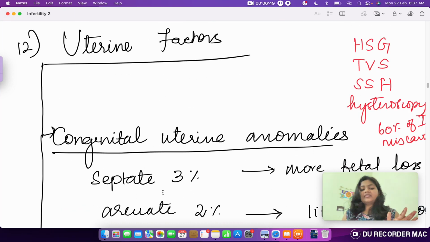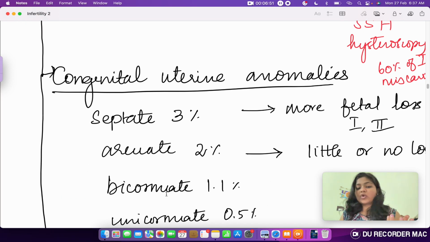Then we come to the uterine factors. We have congenital uterine anomalies, that is septate uterus, arcuate, bicornuate and all. Septate uterus is the most frequent anomaly, that is 3%, and it accounts for more fetal loss in the first trimester and second trimester. In first trimester, it impairs the implantation, and in second trimester it causes abortion, early fetal loss.